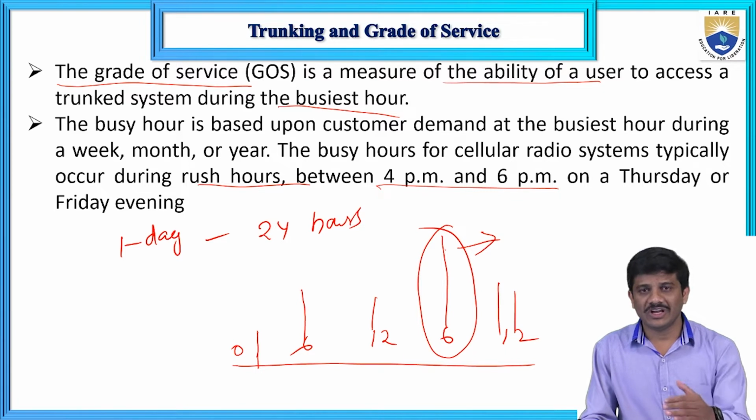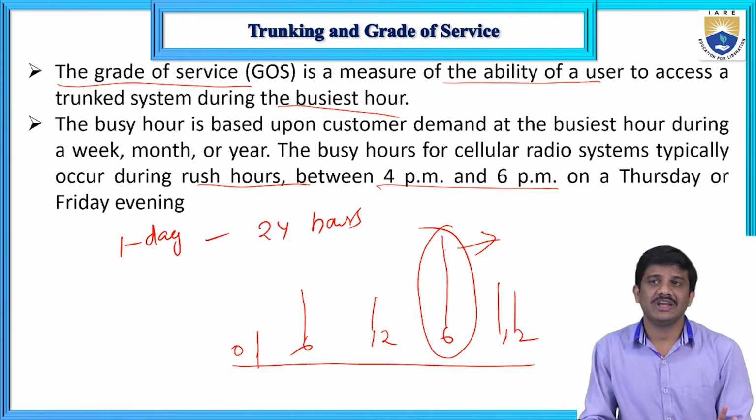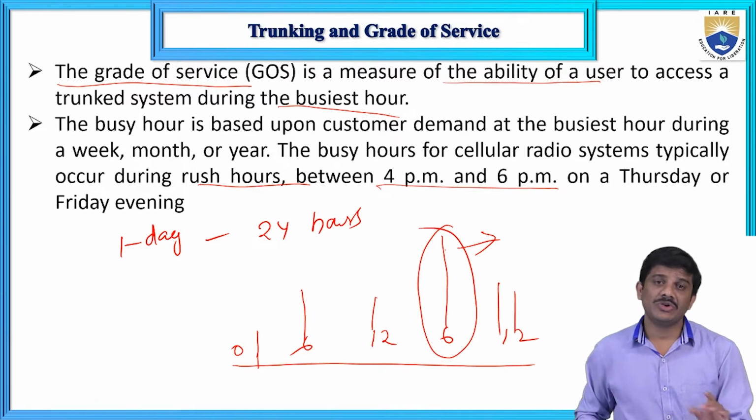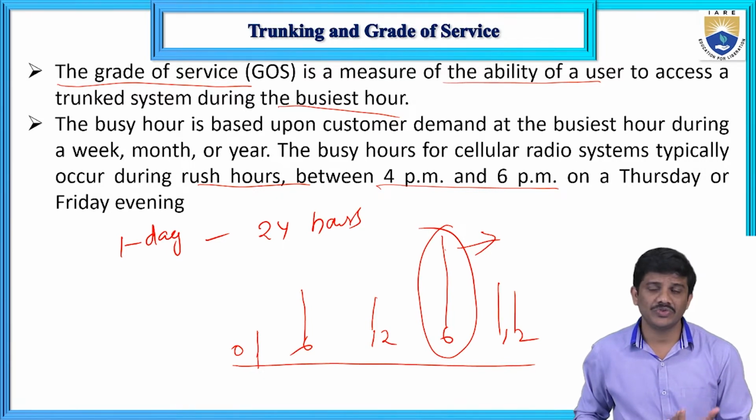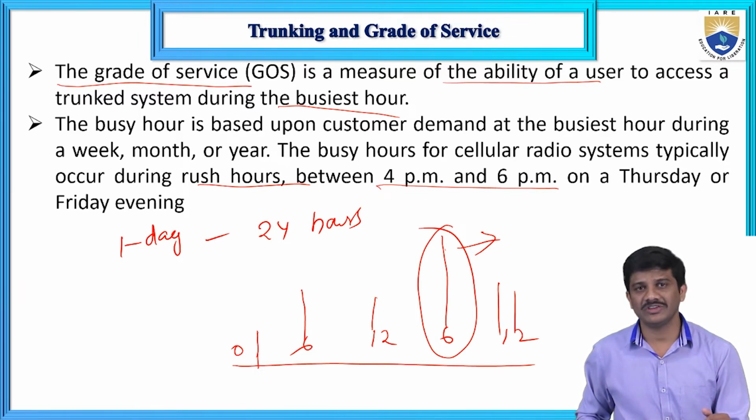In this scenario we can find out the grade of service. Mainly, the grade of service is the ability of a user to access a trunked system during the busiest hour. Coming to trunking, what does trunking mean? We can accommodate a large number of users in a small number of channels. You can remember these 2 points. Based on these 2 points, we have some problems that we can also see in this session.